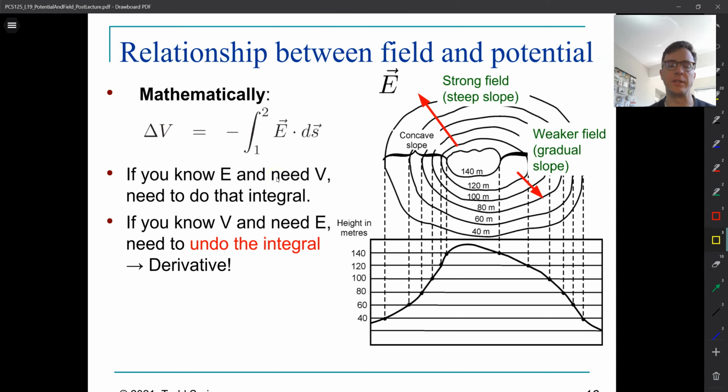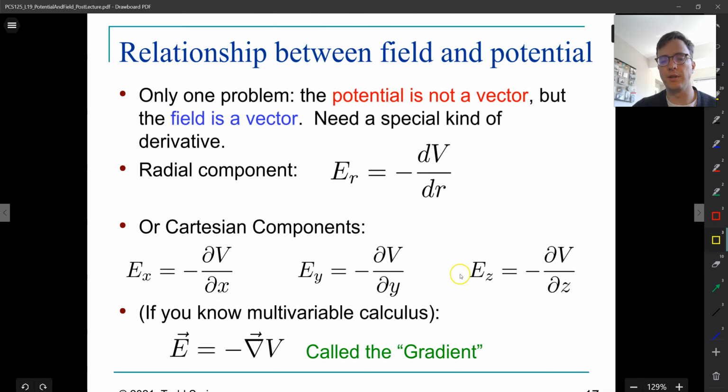And there's only one problem: electric field is a vector, but potential is not a vector. So you need a special kind of derivative. It's called a gradient. This will be something that you will get to in your later calculus classes. But the idea is basically, if you want to know the x component of the electric field, you take the x derivative of V. If you want to know the y component, you calculate the y derivative of V. And if you want to know the r component of the electric field, if you're looking at the radial component, let's take the dV/dr. So basically, E is a derivative of the electric potential with a minus sign in front.